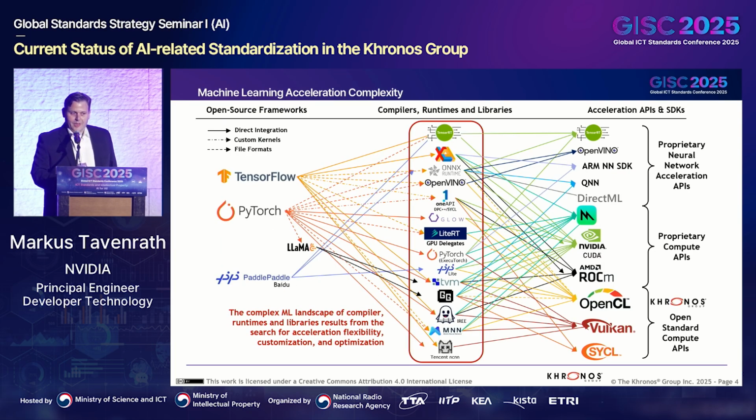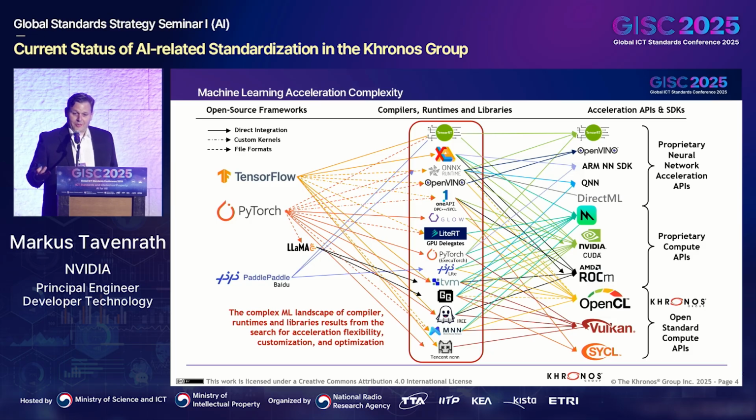So within Khronos, I got ML Council Chair a while ago, and when I started to bring up this group, we had this nice diagram for the machine learning acceleration ecosystem. On the left side, you see open source frameworks like TensorFlow, PyTorch, Llama's API, Paddle. On the right side, there are acceleration APIs and SDKs. Why do I say SDKs for acceleration APIs?